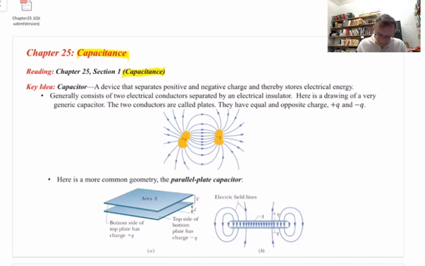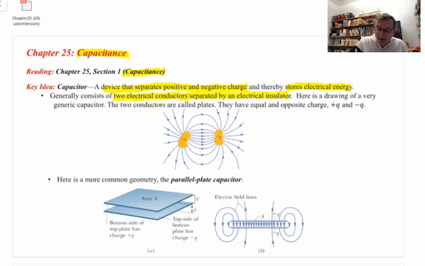A capacitor in terms of electrostatics? Well, it's really any device that separates positive and negative charge. Puts positive charge in one place, negative charge on another. Turns out that in doing that, it stores what we call electrical energy, which can then be used later to do work. Now, very generally, you will discover that capacitors consist of two electrical conductors separated by an electrical insulator.